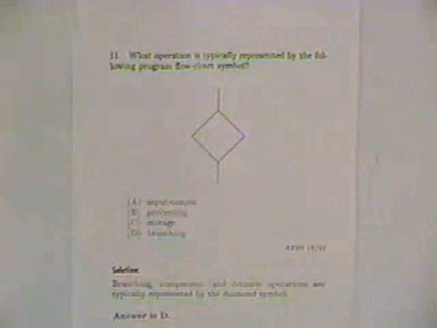Right, there could be a number of different kinds of problems associated with flowcharts. One type of problem might just be asking you to identify the kinds of symbols used in flowcharts. An example would be here, where the question is asking what operation is typically represented by the following program flowchart symbol.